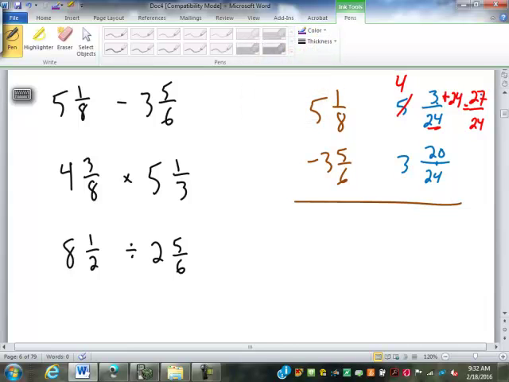Then, subtract. 27 minus 20 is 7 24ths. And 4 minus 3 is 1. 1 and 7 24ths.